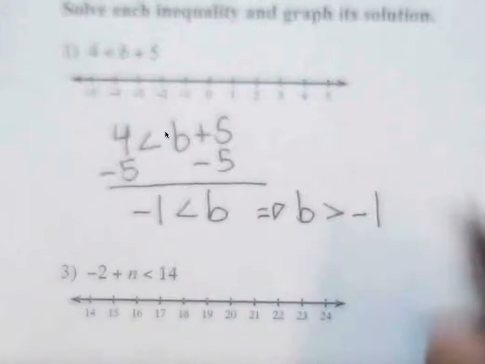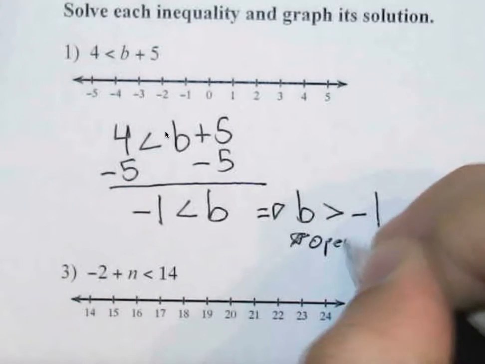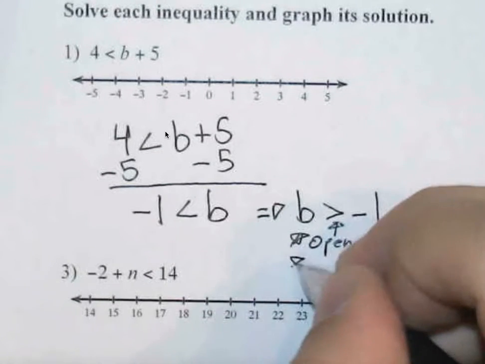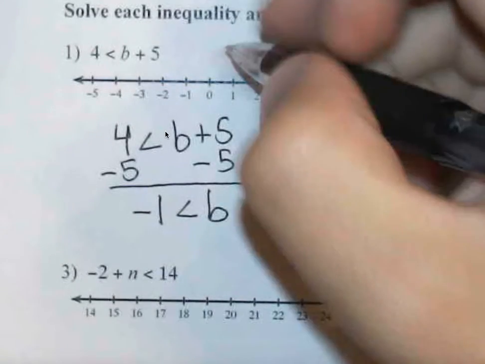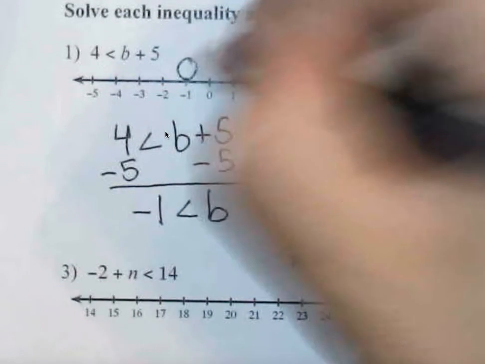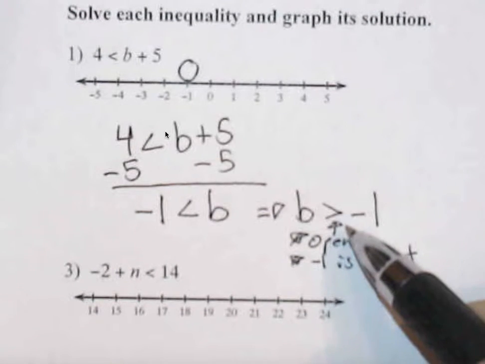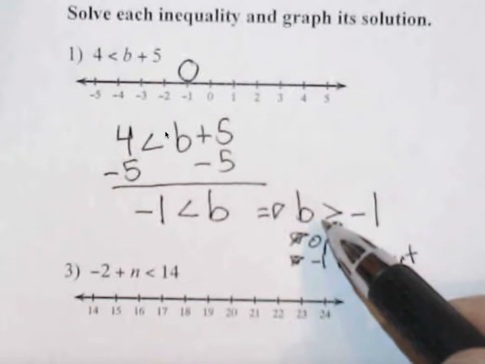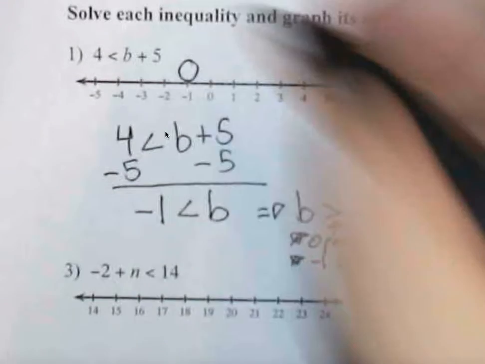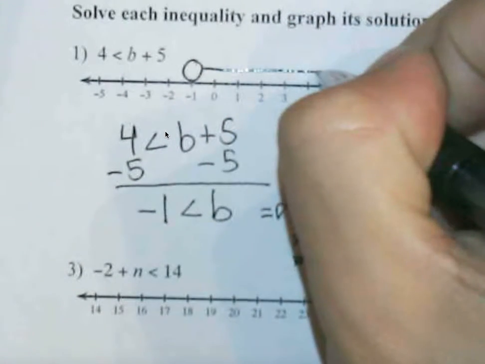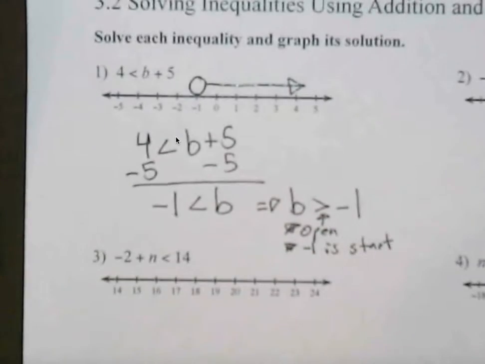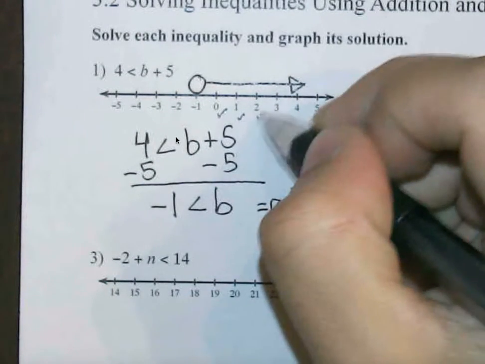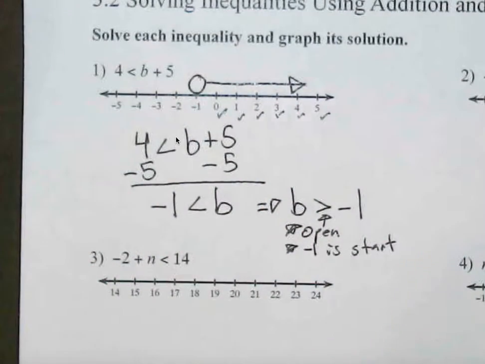So from this, I know that I'm going to have an open circle because this is not equal to. And now -1 is my starting point. So let's do that. At -1, we have an open circle. If we think about this logistically, b values where b is greater than -1, all those numbers are going to be towards the right. So some answers that are solutions would be 0, 1, 2, 3, 4, and 5. Those are all solutions. We got that.